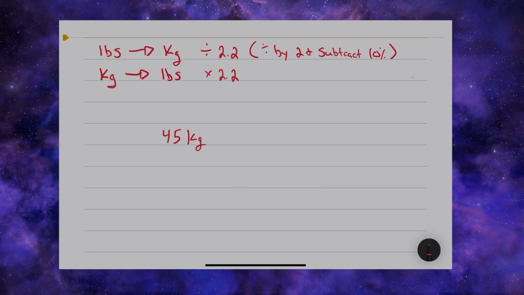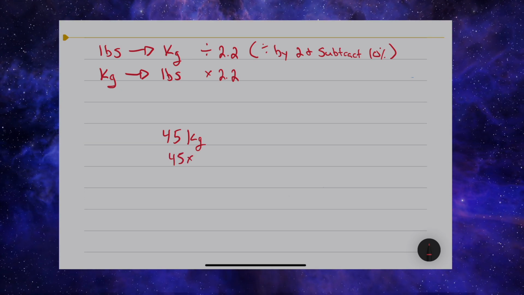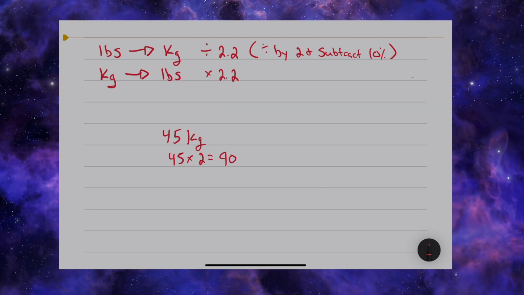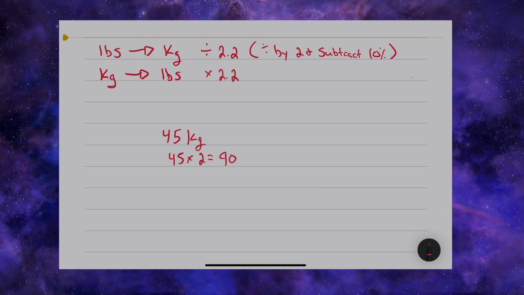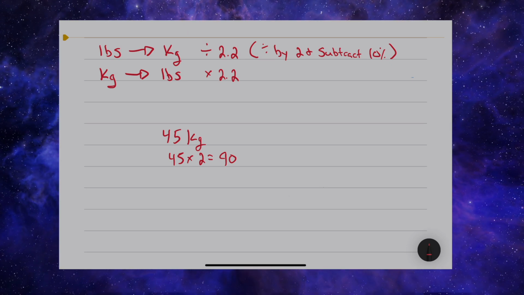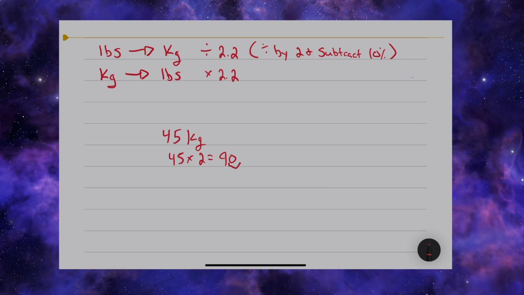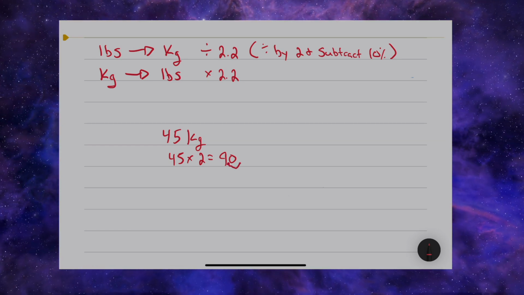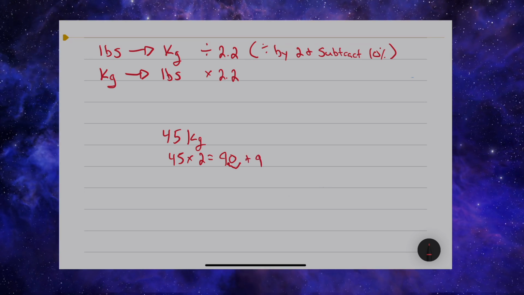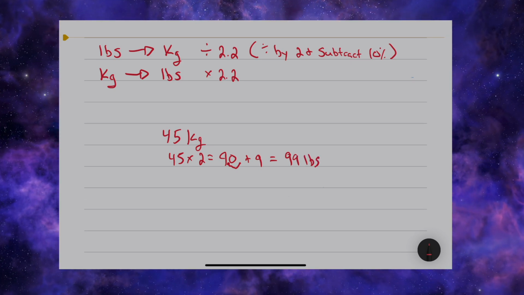Times that by 2, I'm going to get 90. So 45 times 2 equals 90. So now that I have 90, instead of subtracting 10%, I'm going to add 10%. Same thing, the decimal place is going to move over 1. So 10% of 90 is 9. So it becomes 90 plus 9, and my answer is 99 pounds.